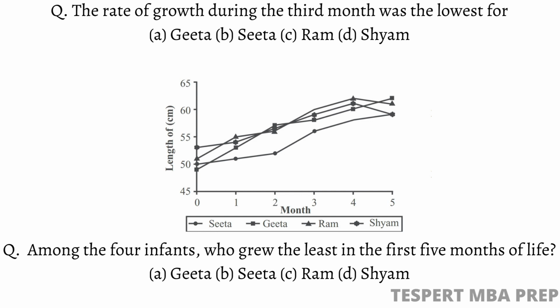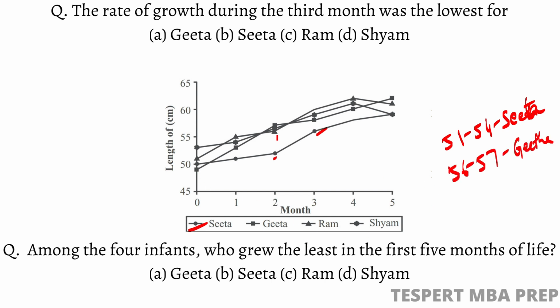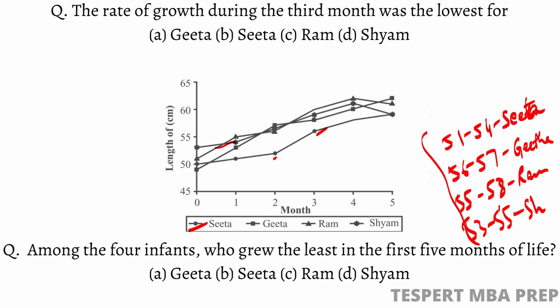The rate of growth during the 3rd month was the lowest for. So we are asked to find out the growth rate during the 3rd month. Okay. So during the 3rd month, if we observe the height of Seeta, it has increased from 51 to almost 54, right? This is for Seeta. If we observe for Geeta, during the 3rd month, it's increased from 56 to almost 57, and the height of Ram has increased from 55 to almost 58, right? And what about Shyam? Shyam's height has increased from 53 to 55. So if we observe all these 4 infants during the 3rd month of their growth, the rate of growth is lowest for Geeta. So Geeta is the correct answer.